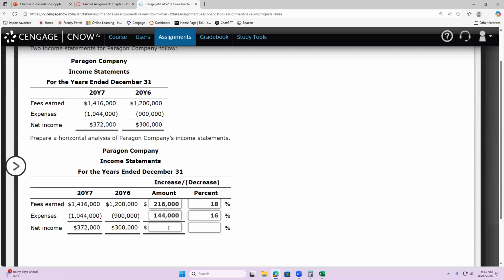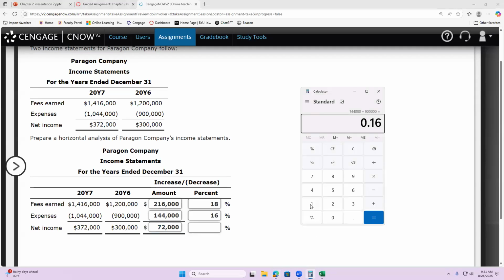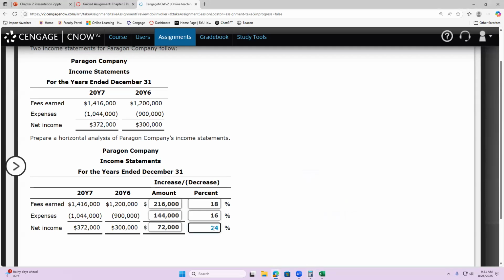Finally, net income, we do the same thing. 372 minus 300. We have a $72,000 increase in net income. And then 72,000 divided by 300,000 is a 24% increase. And from an analysis standpoint, we'd say, hey, if our revenue is going up by 18% and our expenses are going up by only 16%, that's a good thing, right?